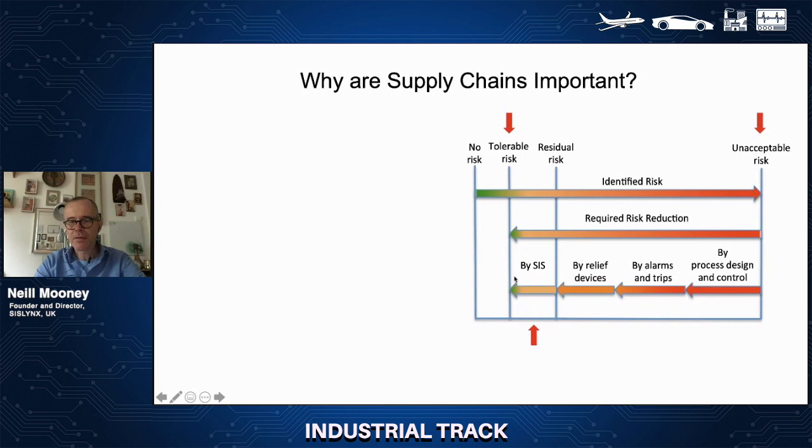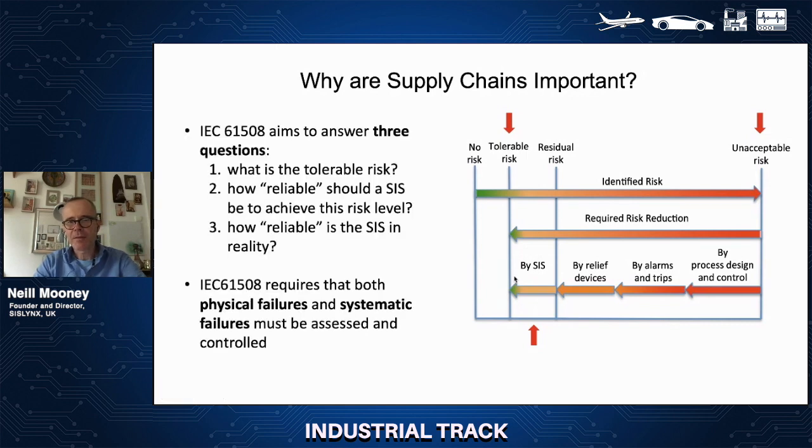And the issue here is that 61508 is looking at this SIS that is assigned a risk reduction function. And it's asking, okay, well, what is a tolerable risk? How reliable should the SIS be to achieve this risk level? And how reliable is the SIS in reality? These are the three questions that 61508 aims to answer. And in doing so, it also requires that both the physical failures and systematic failures that would affect the correct functioning of this SIS are assessed and controlled.